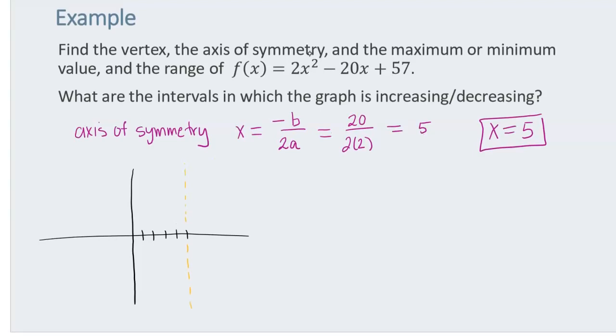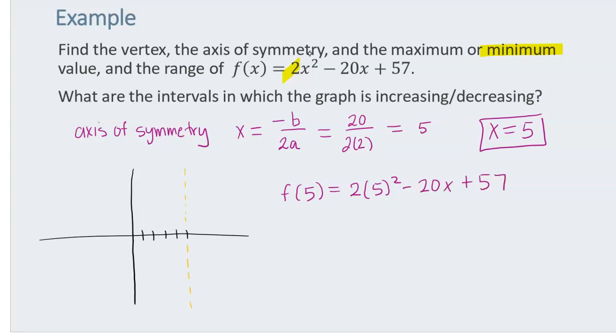Looking at the first term here, because this is a positive number, that means the parabola is going to be facing up. So we're looking for a minimum point. To find where that minimum point occurs on the axis of symmetry, we take the value 5 and we plug it into the original equation. When you plug in an x value to find its corresponding y value, you're figuring out how high on the graph or how far to go on the y-axis for the graphing part.